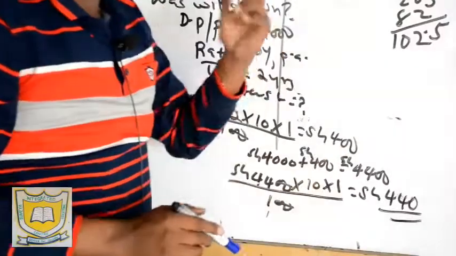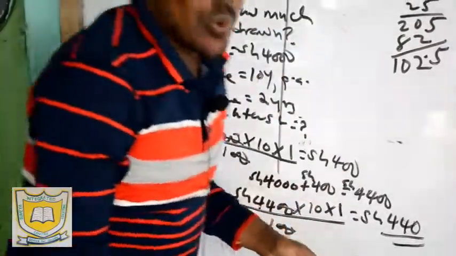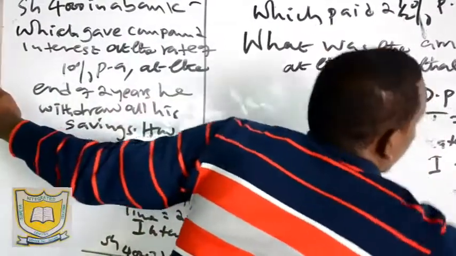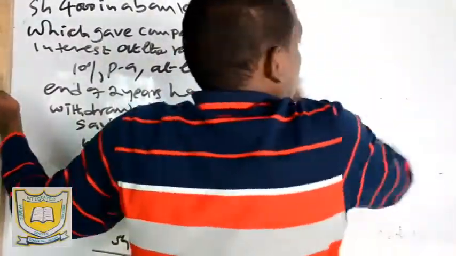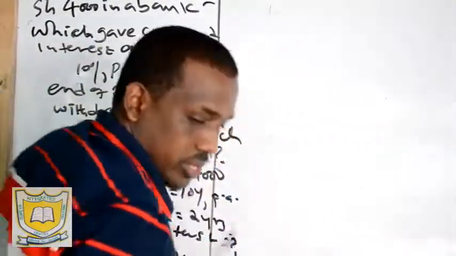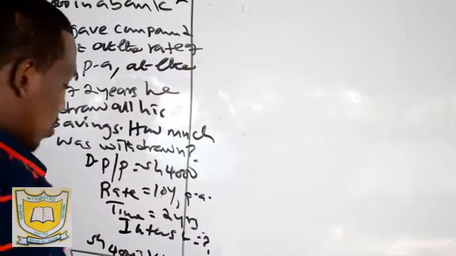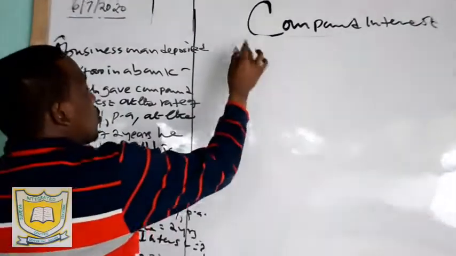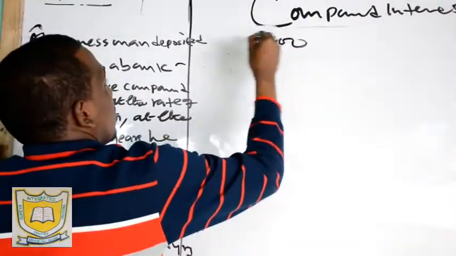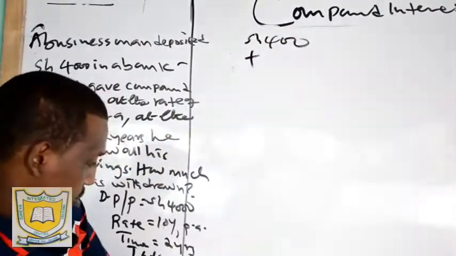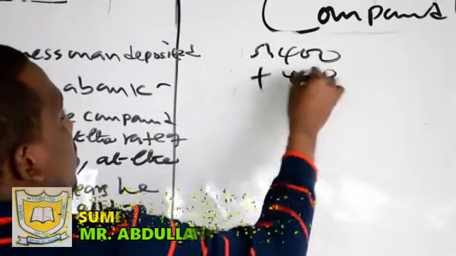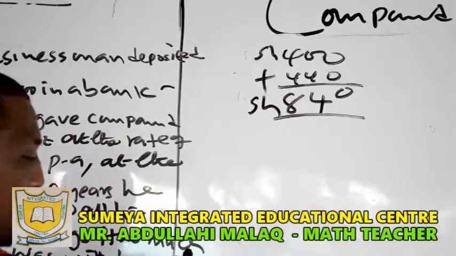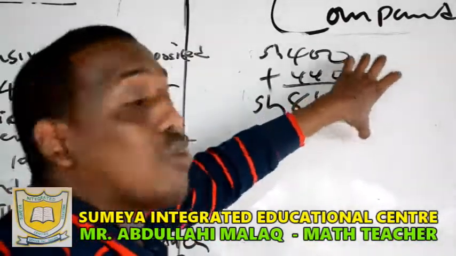We are only given 2 years. So what do we do now? Let us add the two interests. The first year interest was shillings 400, plus the second year interest, 440, gives 840 shillings. This is the compound interest.